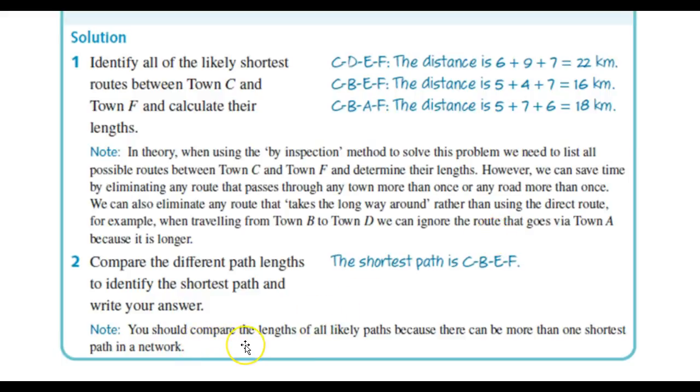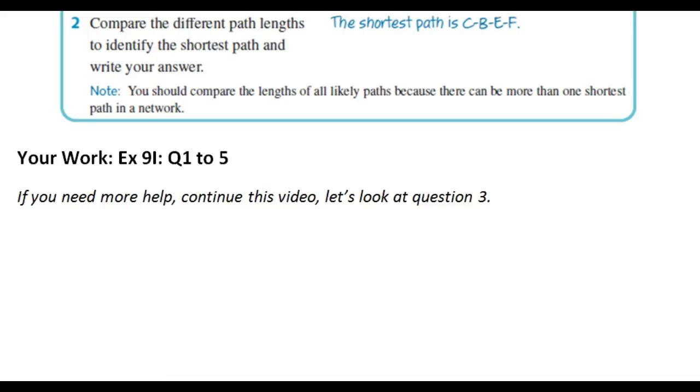Just a note, you should compare the lengths of all likely paths because sometimes there can be more than one shortest path in a network and you may have to find all of them. You'll find your work in exercise 9A. If you need more help, continue this video and we'll have a look at question 3.